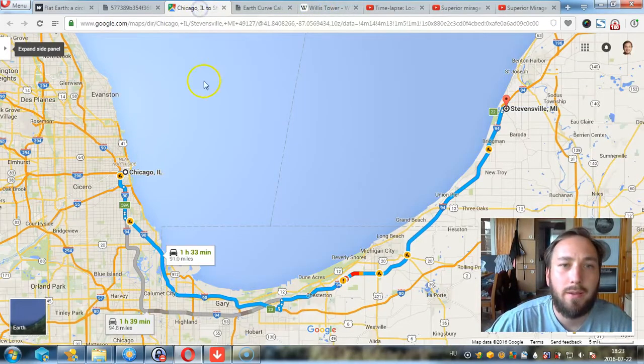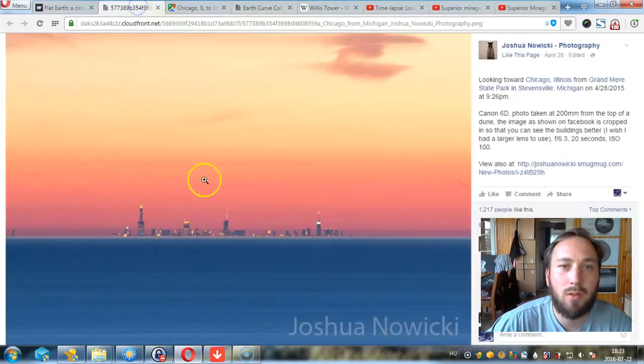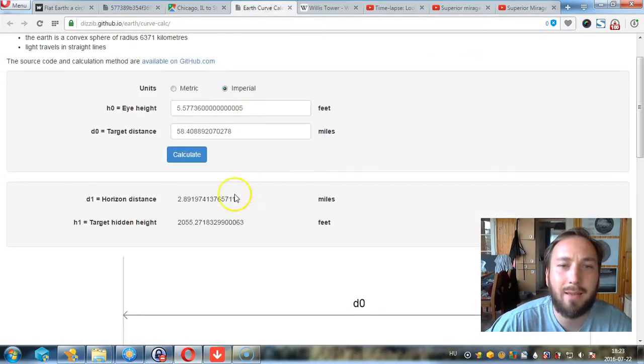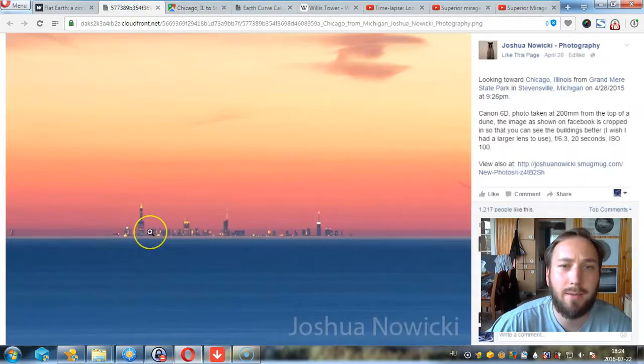Now, in Chicago, in this picture, the Willis Tower is 1,458 feet or 442 meters. So by that, this should be already under the curvature. You shouldn't see it, but clearly we can see it. How come? Well, it turns out that the Earth is flat.